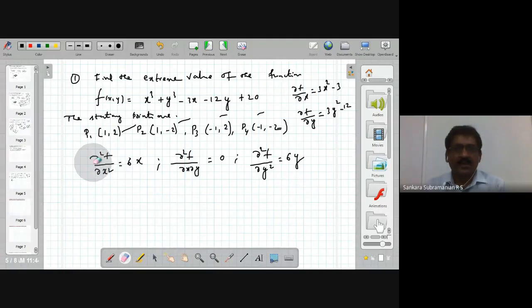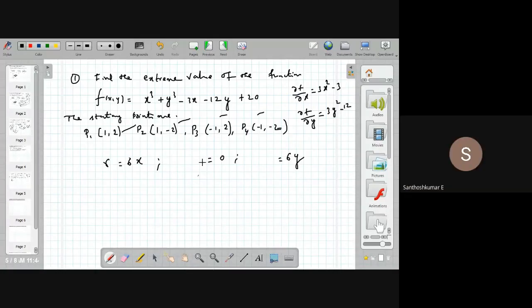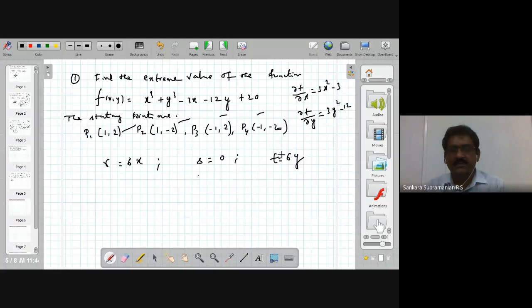So this will be named as R. This will be named as S for our convenience, because of rt minus s square. Just name this as R, and this is T.